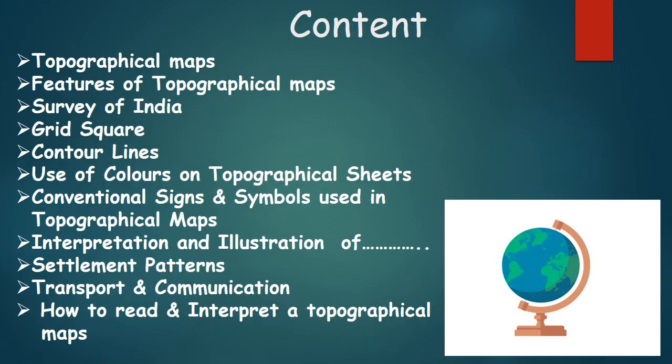As we have already discussed the topographical maps and their features, and how the Survey of India initiated the topographical maps, we came to know about the grid square, which is formed with the help of northings and eastings. We discussed and understood the contour lines, which connect all the points at the same elevation.